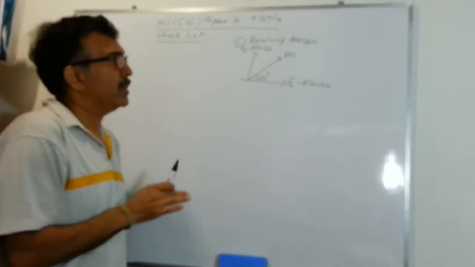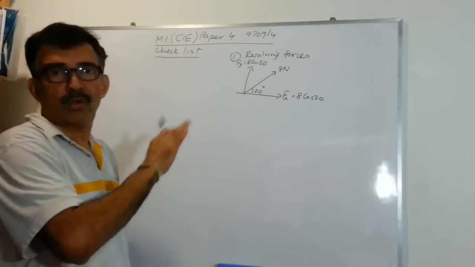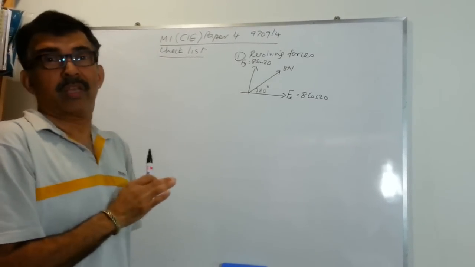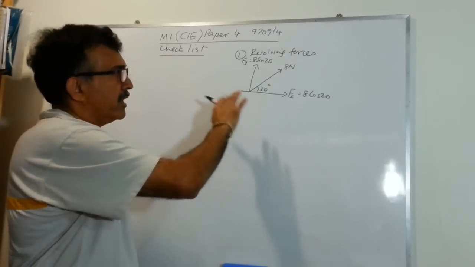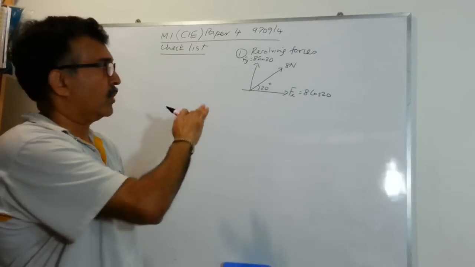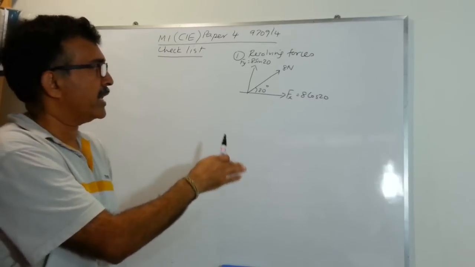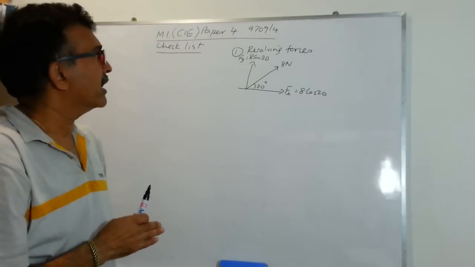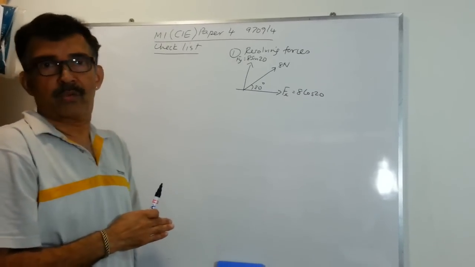We want to go straight and settle the components without doing too much thinking. So if I give you 8 Newton and I give you 20 degrees like this, the horizontal component F sub x will be 8 cos 20, and the vertical component will be 8 sin 20.